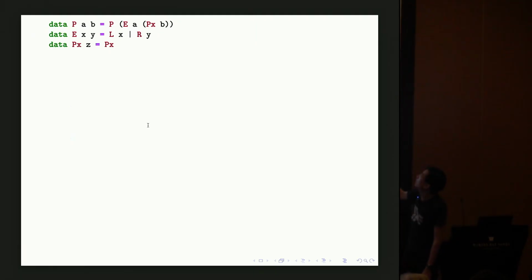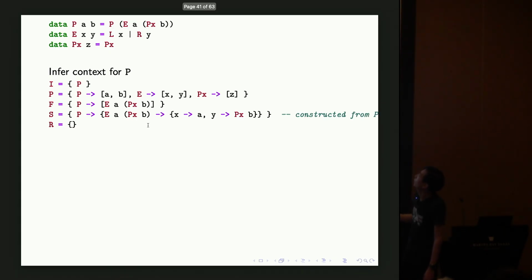My concrete example is here. There is a P and there is E and there is a proxy-like type. And this P has only one field here. So I is the type we are inferring, so P is the type we are inferring here. And P is the parameter of the type. We can initialize by this one, right? For P, there are two type parameters. For E, we have X, Y as type parameters. For PX, we have Z as the type parameter. And we put the fields into this F.